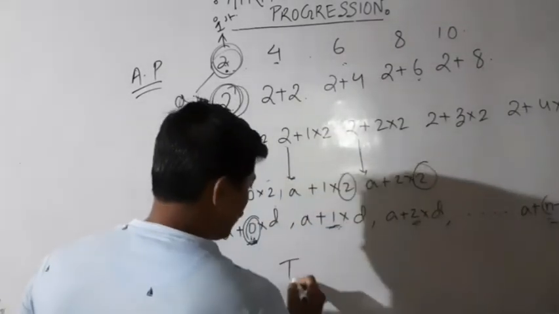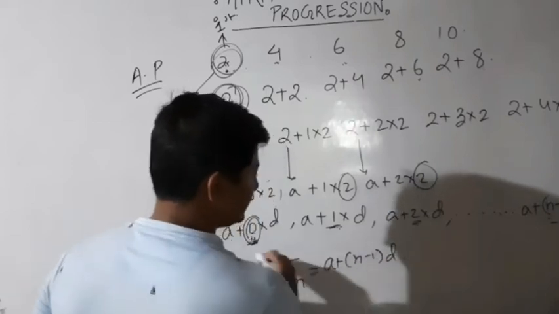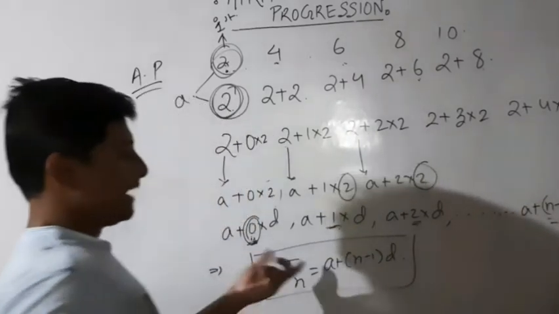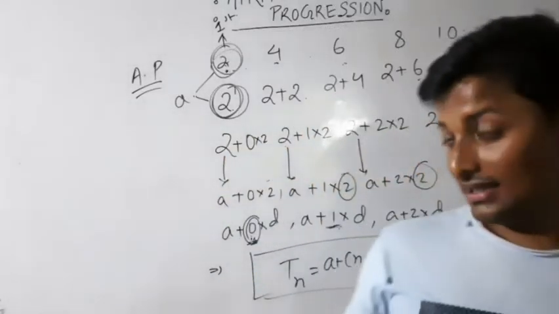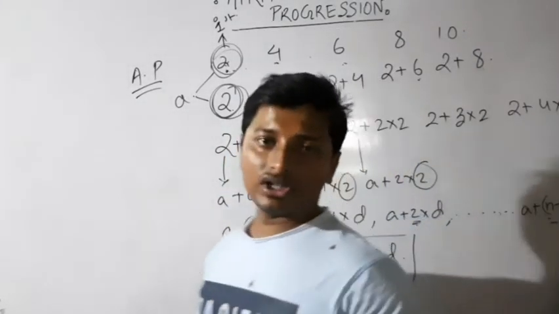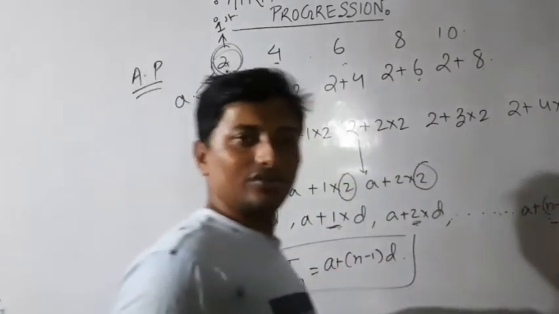So this is the formula for finding the nth term of an AP. By applying this formula, I can easily find any term in a particular arithmetic progression. Okay, so now let us do some problems with this particular formula.